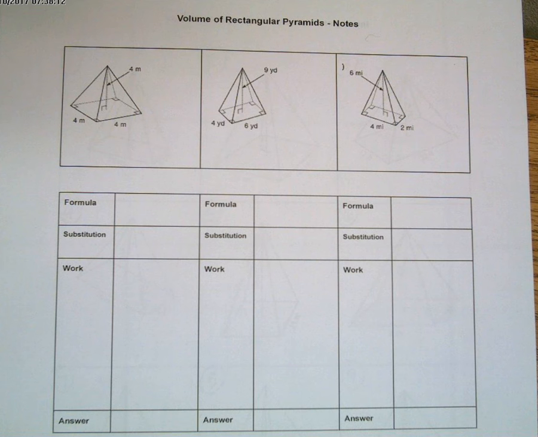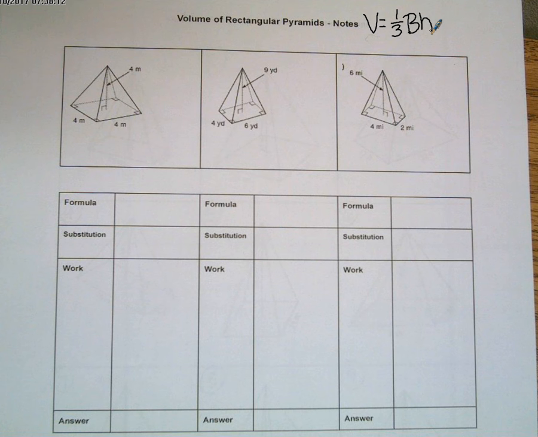The first thing we need to remember is that to find the volume of a rectangular pyramid, our formula is going to look like this. Volume equals 1/3 big B times H, and big B stands for area of the base, and H is the height of the pyramid.